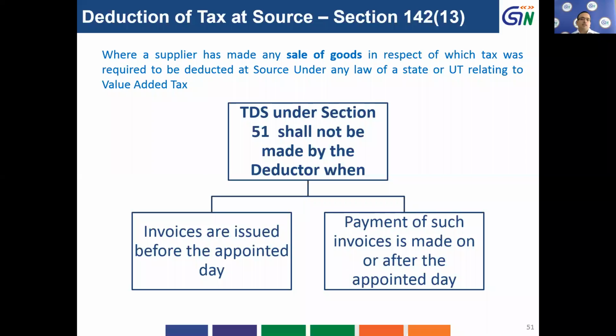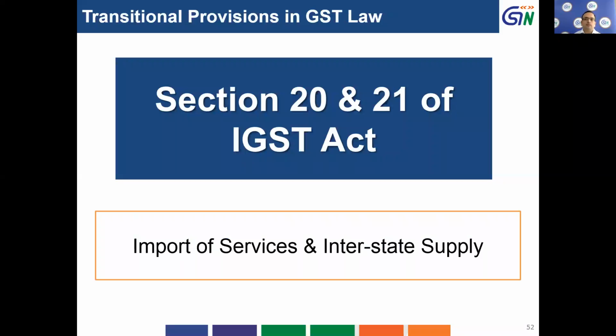So if there is any sale of goods which has happened, invoices have been issued, but payment is made later on, then no TDS has to be deducted because the deduction would have happened already. So this is for state law or any UT law related to value added tax. So now that covers our sections relating to CGST law.